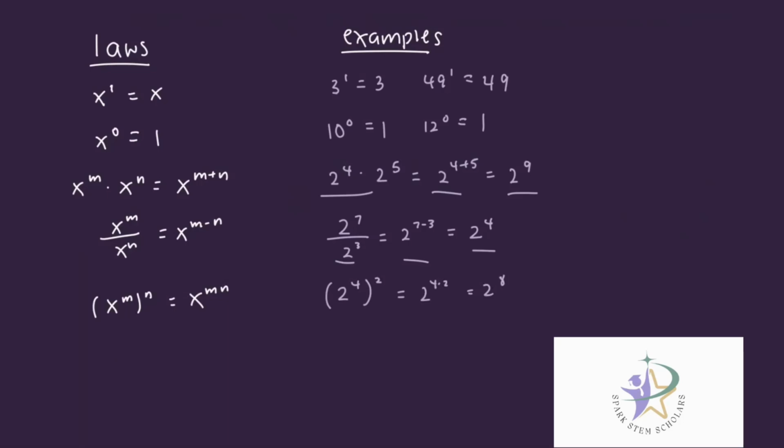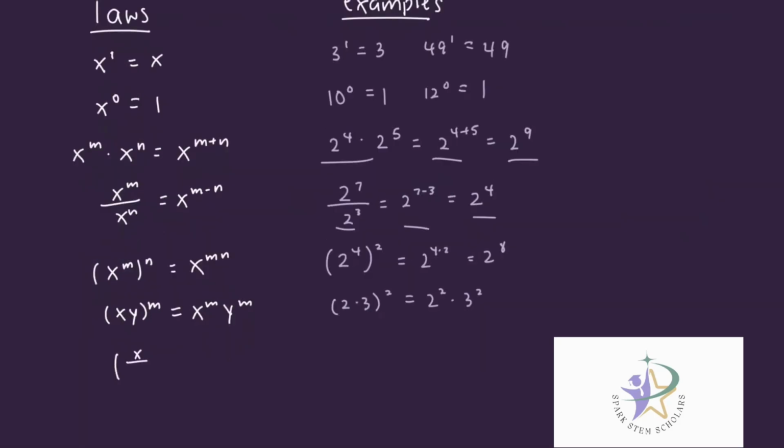Next up, we have the power of a product rule. What that means is that if you have x and y in parentheses and everything to the m, it is essentially x to the m times y to the m. Let's take a look at another example. 2 times 3 to the second power will equal 2 to the 2 times 3 to the 2. And up next, we have the power of a quotient rule: x over y to the m is equal to x to the m over y to the m.